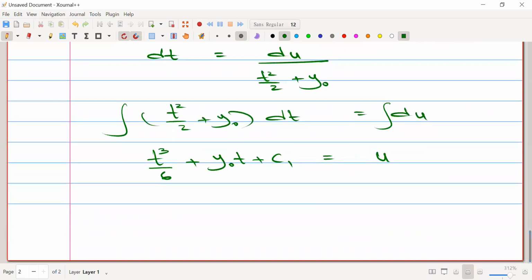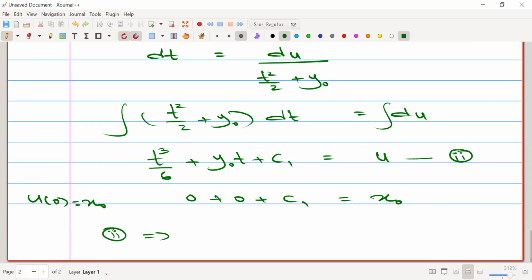Now again, applying the initial conditions for t and u, we have 0 plus c1 equals x naught, because u(0) equals x naught. So if we call it equation number 2, then equation 2 implies that t cubed over 6 plus y naught t plus x naught equals u. So we can box this expression.